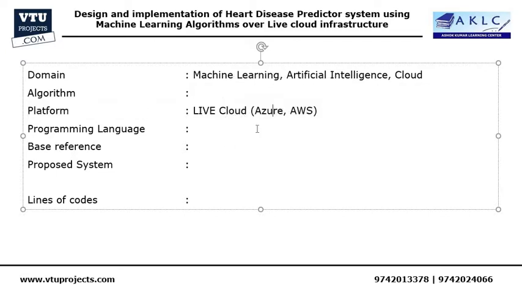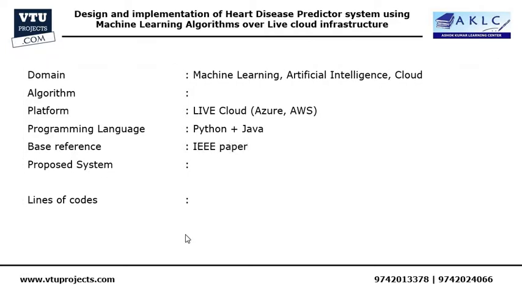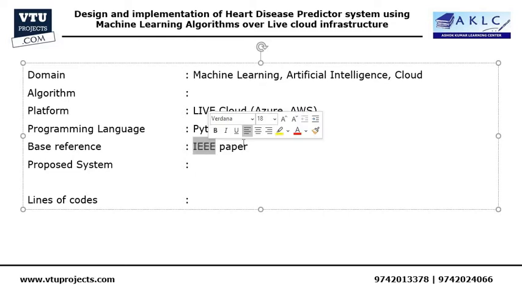The programming language that we are using to implement this project is completely Python for implementing the machine learning coding. We will also require some knowledge of Java for implementing the live cloud concepts. We will be referring to one of the latest IEEE papers as a reference, but we will be providing the solution in our own implementation. That means even our solution can be published as a new IEEE paper.